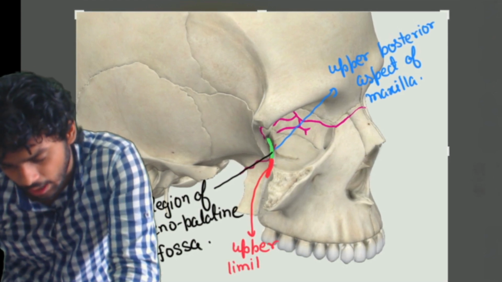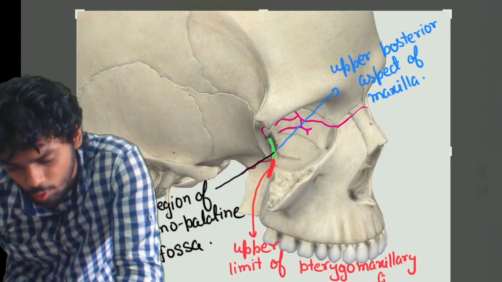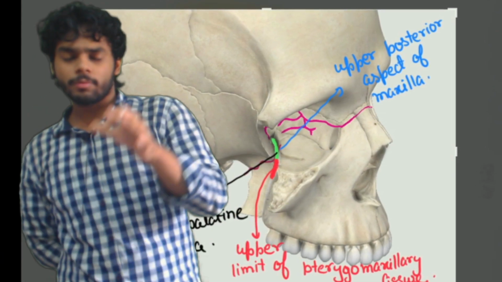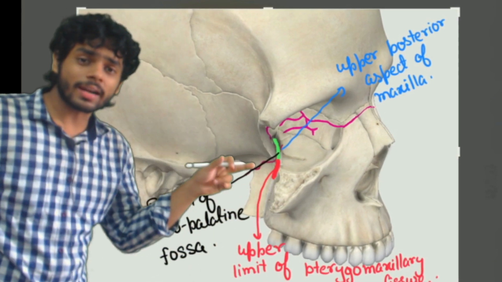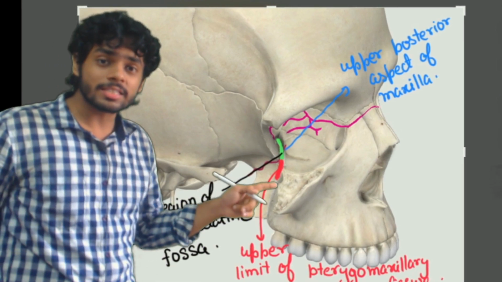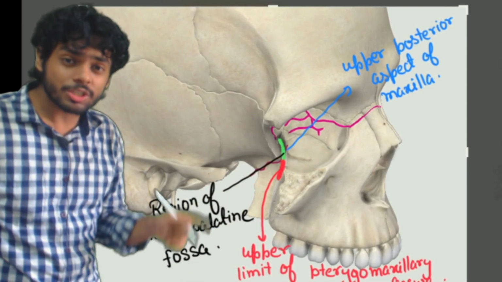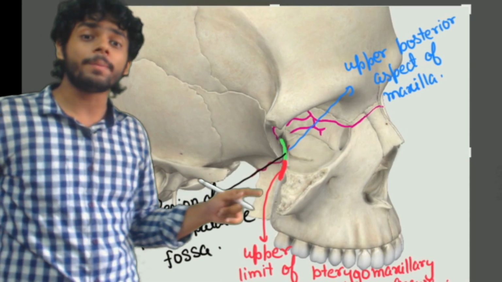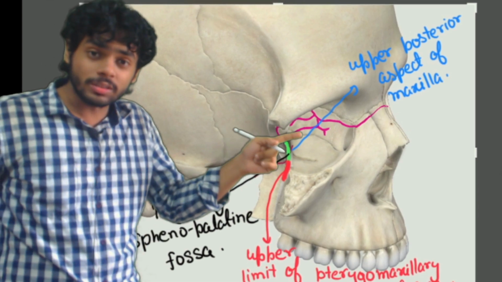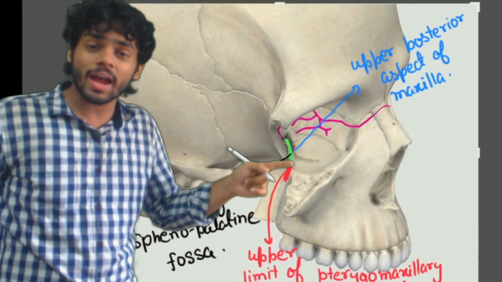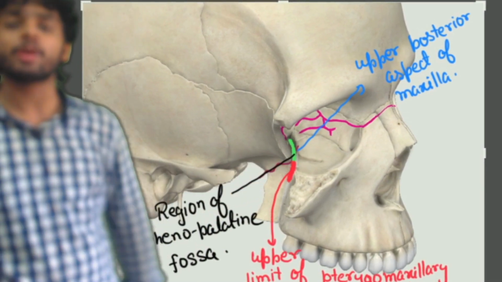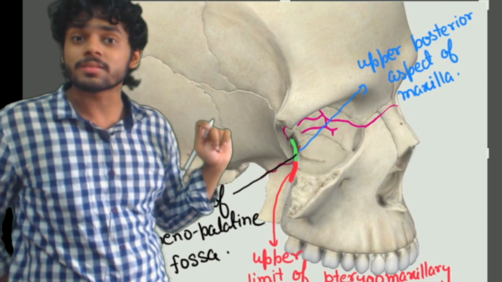And here we have the upper limit of the pterygomaxillary fissure. Let me explain what the pterygomaxillary fissure is. Here you can clearly see the pterygoid plate, and here this is the maxilla, and the fissure which is present between the pterygoid plate and maxilla is known as the pterygomaxillary fissure. And through this fossa and fissure, this fracture line will pass and break this pterygoid plate from its base. Let me show you.